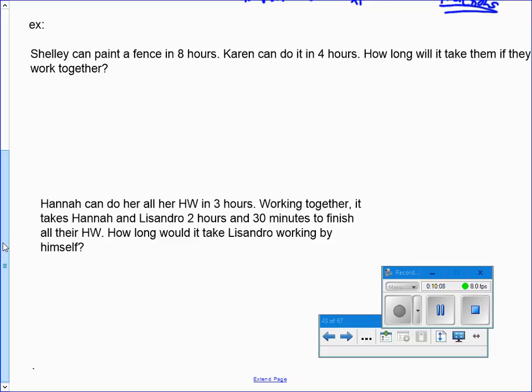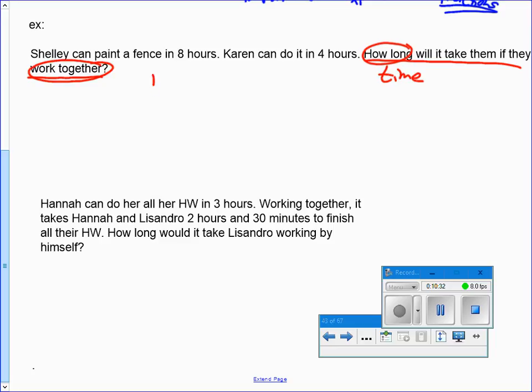So read through this problem. Again, what we like to do when we read a word problem, we talk about this in class some, is start at the end. So read the question first. How long will it take them if they're working together? Since it says how long, that lets me know I'm looking for a time. And I can see that they're working together.